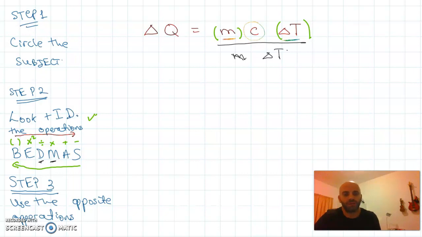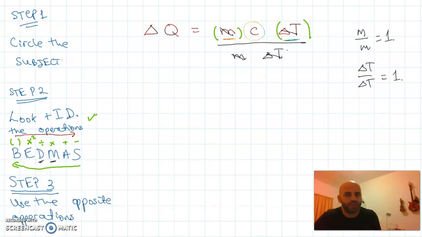The M will cancel with this one here, and the delta T will cancel with this one here. Now when I say they cancel, really what's happening mathematically is that M over M, any number divided by itself, is 1, and I've got a delta T over a delta T, and again, any number divided by itself is 1. It doesn't go to 0, just so we're clear.